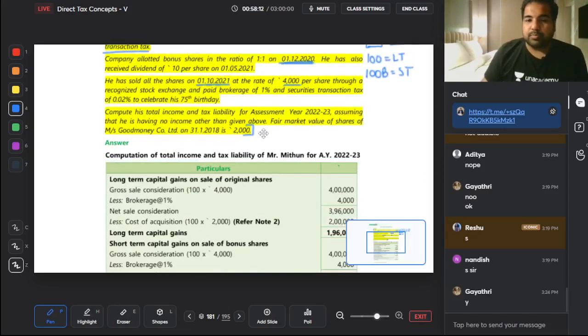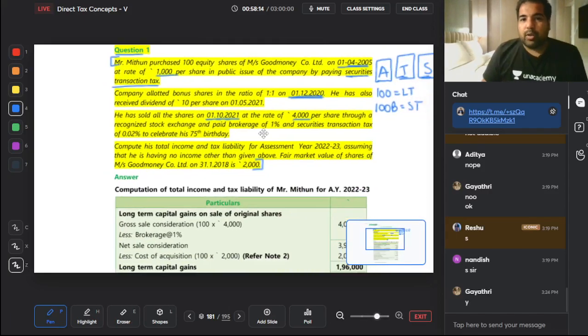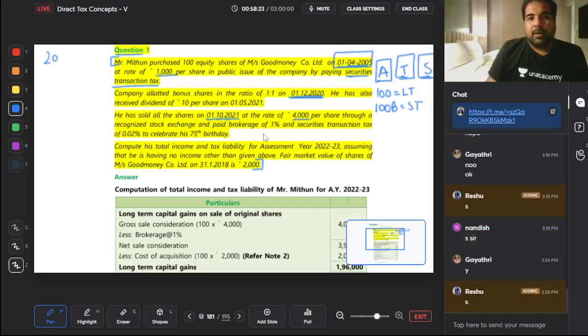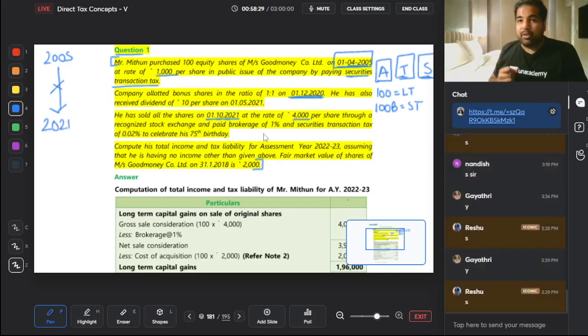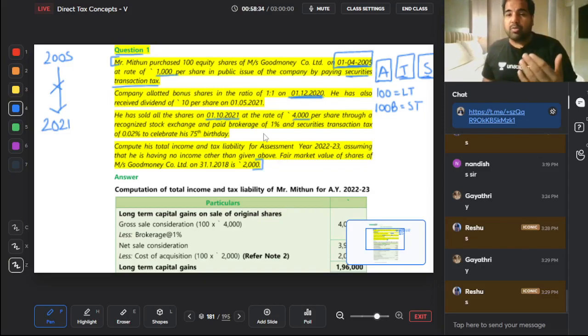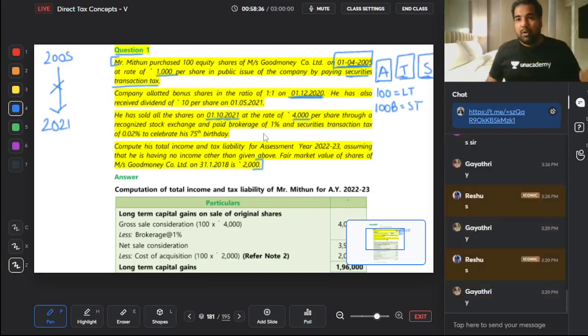Here we go. Guys, have you bought these shares before Arun Jaitley's speech date? The original shares, have you bought them before Arun Jaitley's speech date, 2005? Yes. And are you selling them after Arun Jaitley's speech date, 2021? Yes. And are they long term? Yes. And are they listed equity shares? Yes. So can we use Arun Jaitley's cost? Yes. I repeat, when can you use the cost? When you bought the shares before Arun Jaitley's speech and you're selling them after Arun Jaitley's speech and it's long term, then can you use this cost formula? Yes.